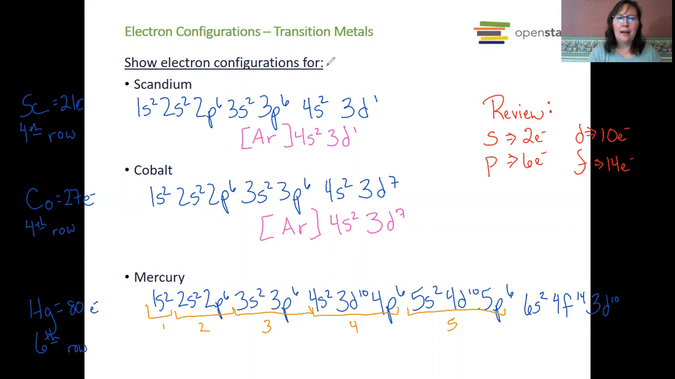All right. And now I can say, my noble gas, if I go back to 5p, that would be xenon. And then I could write 6s2, 4f14, and 3d10. Hopefully this is sort of starting to make some sense.